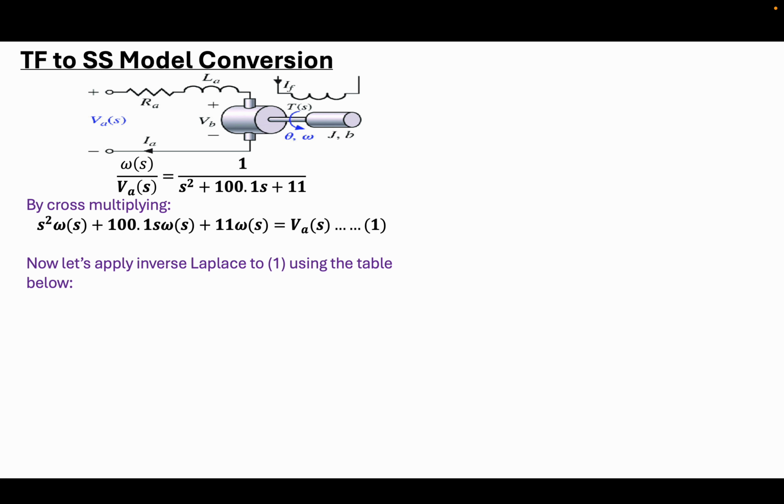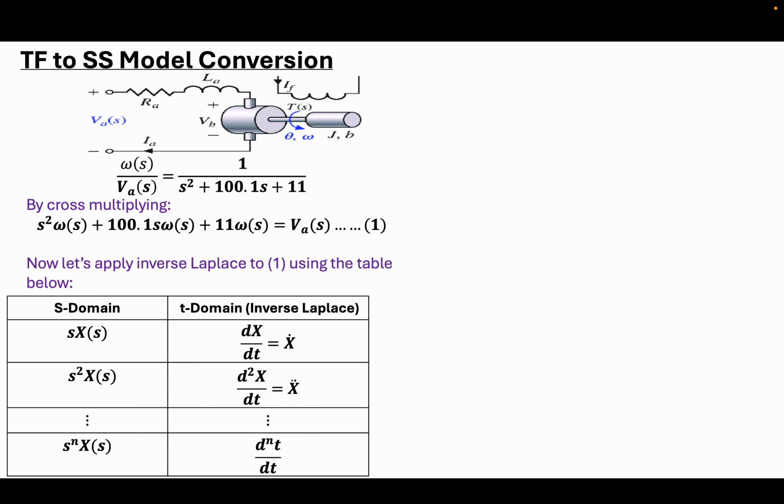So we do the conversion using this table, and you can see the left hand side is the power of S and the right hand side is its time domain equivalent. So S x is just x dot, and S squared x is x dot dot, up to the power of n. So applying this transform, equation 1 will turn into equation 2.